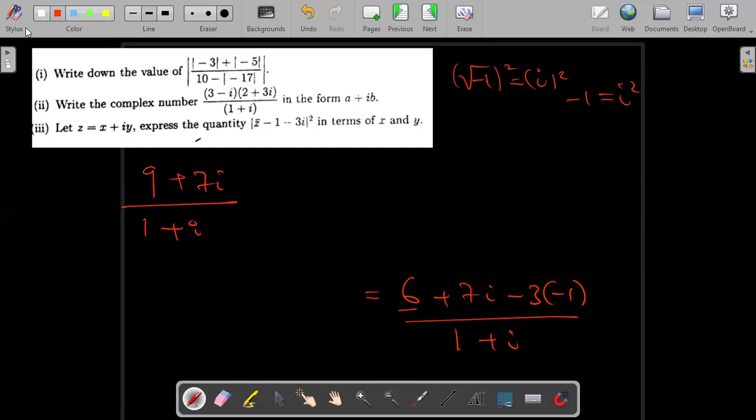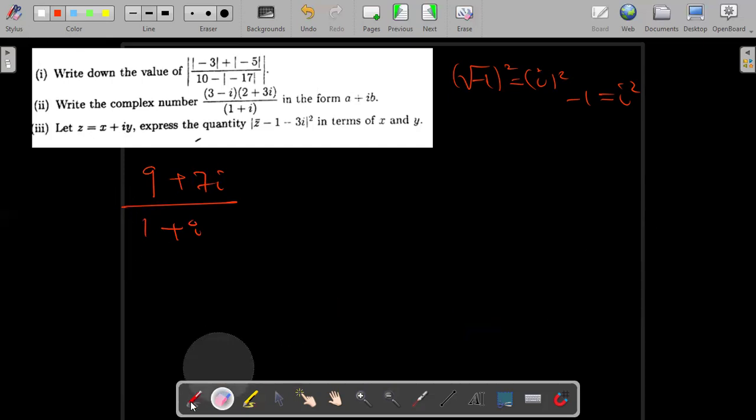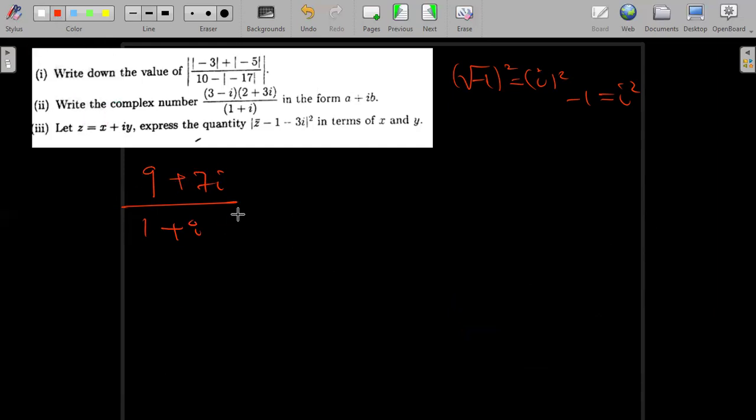But I'm not yet in the standard form. So to get to that standard form, I have to simplify this. And how do I simplify this? I rationalize. I rationalize by multiplying by the conjugate in the numerator and in the denominator. The sign in between changes from plus to negative i, so down there I'm going to have 1 minus i.